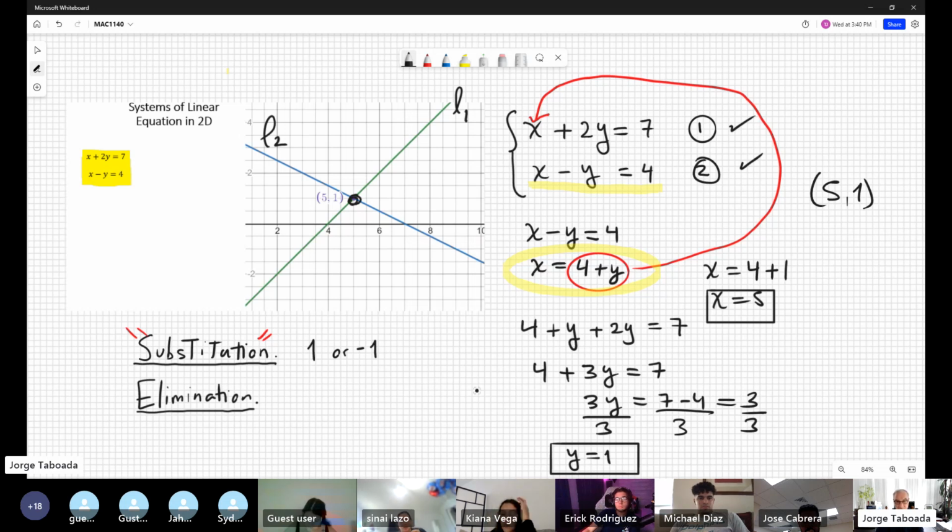Super, super easy. Everyone understands this example very well? Yes or no? Yes. No question? Yeah, I understand. Cool.